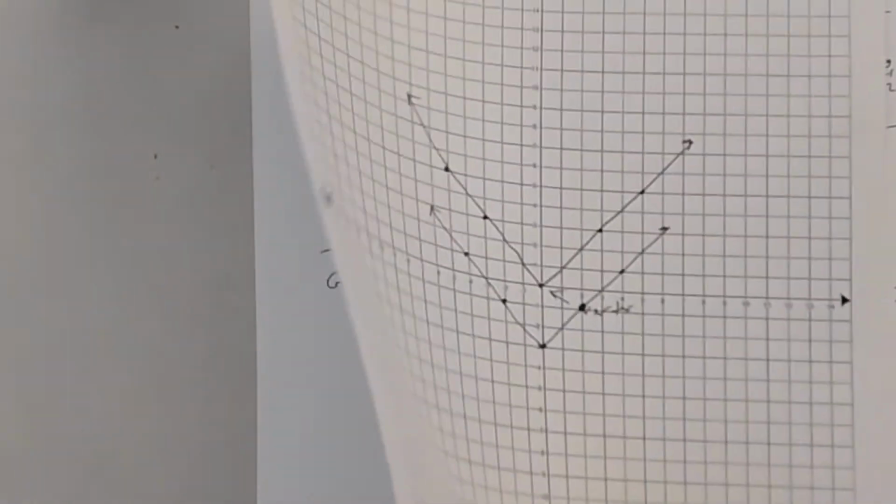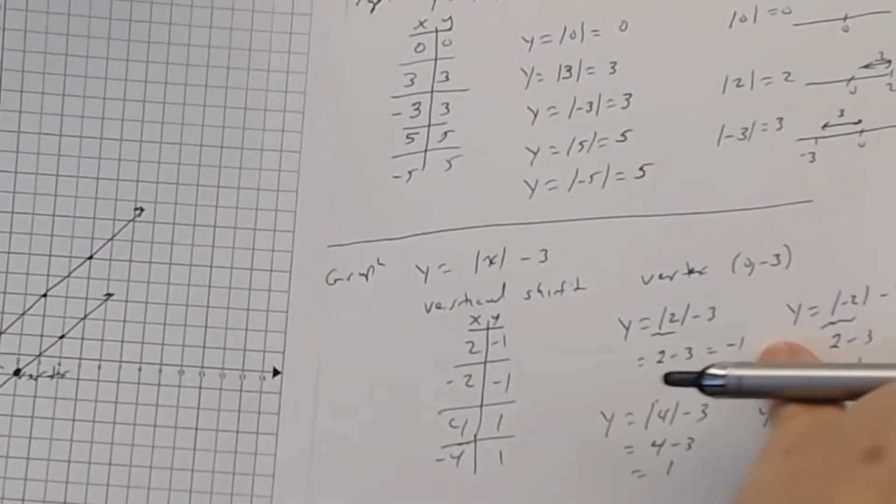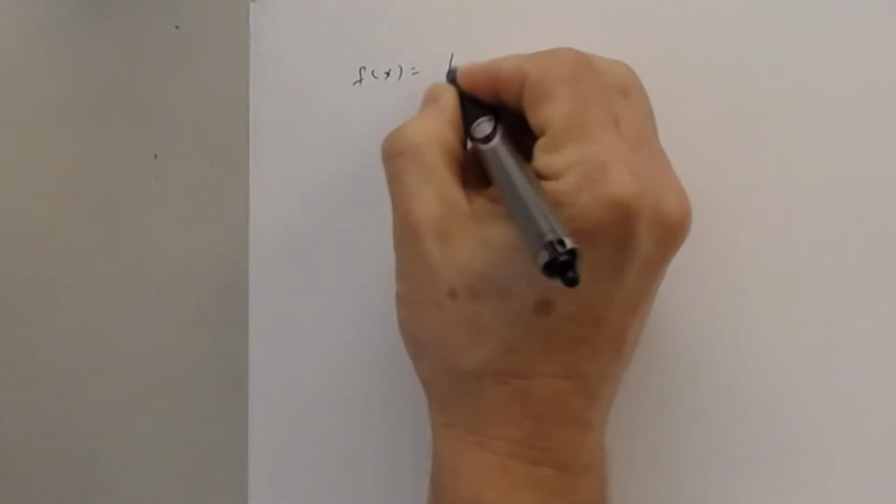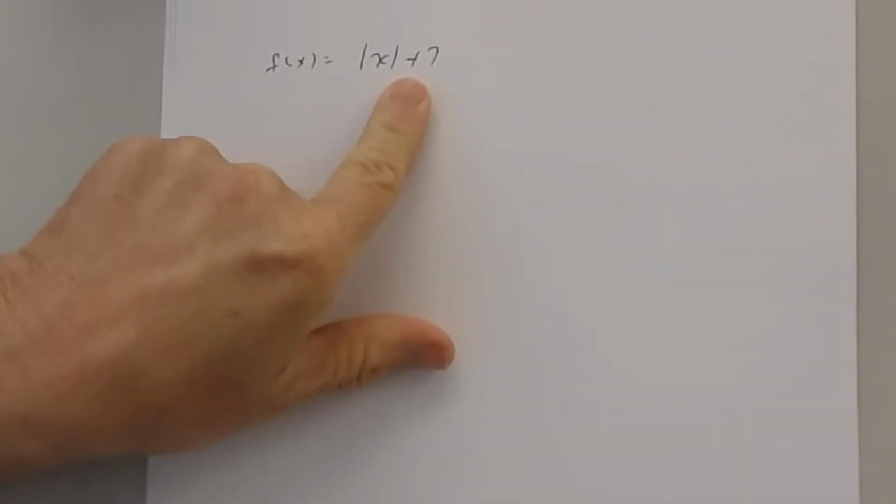Okay, let's look at this. Suppose we had f of x equals absolute value of x plus 7. Absolute value of x plus 7. All right, now I need you to think about, is this a horizontal shift or a vertical shift? A horizontal translation or vertical translation? Vertical, because the number's on the outside of the parent function. So here's my parent function. This number's on the outside of it. So that's a vertical translation.